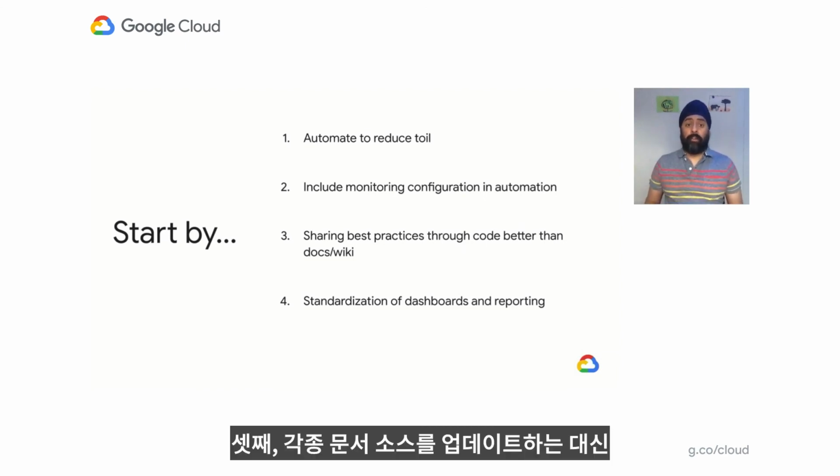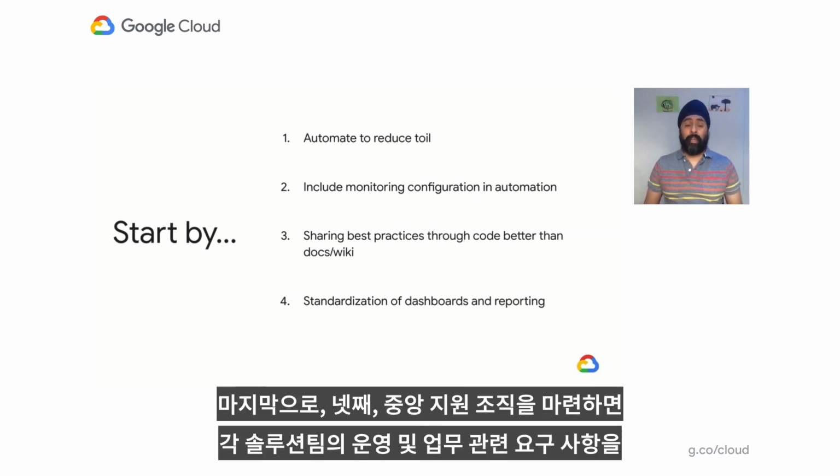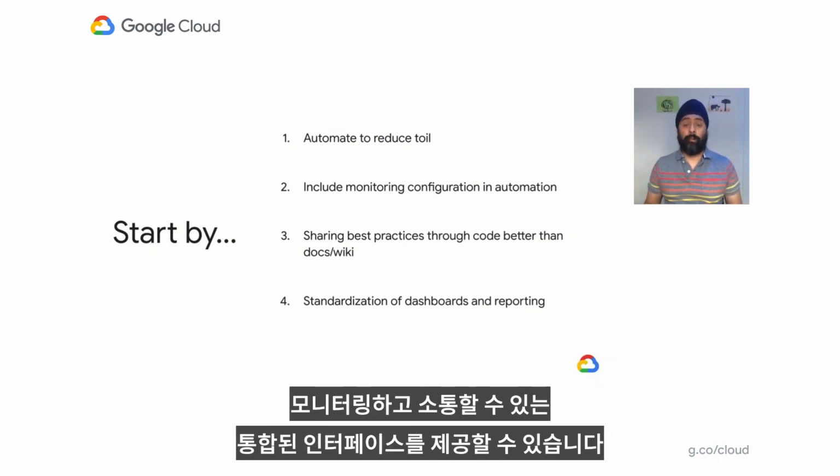Number three, continuity and continuous improvement is achieved using code, rather than having to update multiple different documentation sources. And lastly, point number four, the central support organization has a consistent interface for monitoring, alerting, and reporting across the various solution teams, both for operational and business level needs.